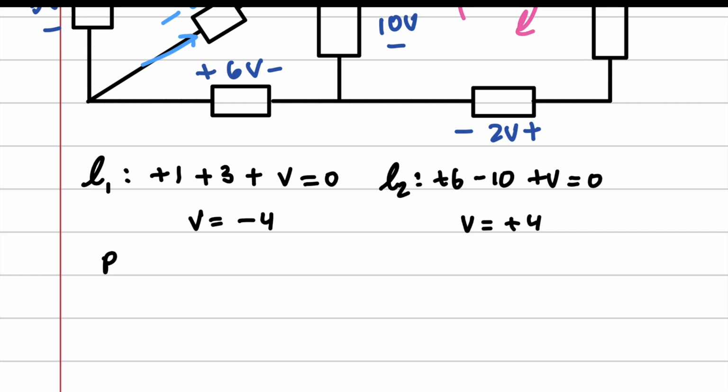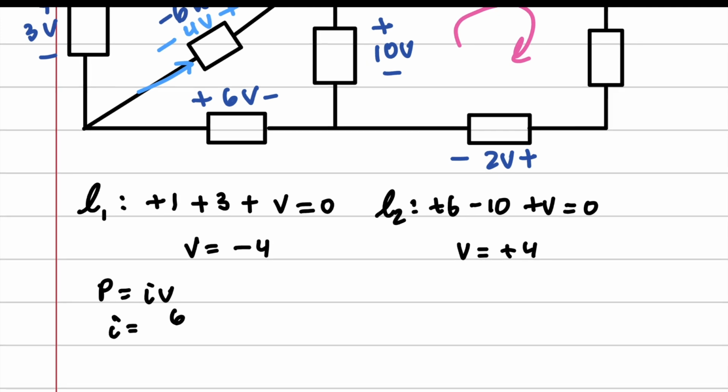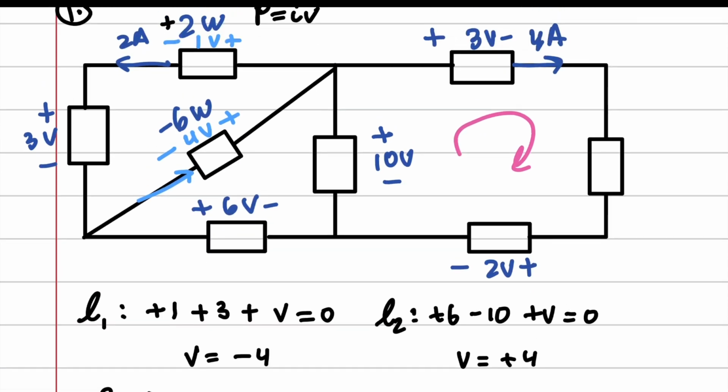So we have P equals IV once again, and I is going to be the power of 6 watts over 4, which is equal to 1.5 amps. So we know that the amps are going in this direction, right?